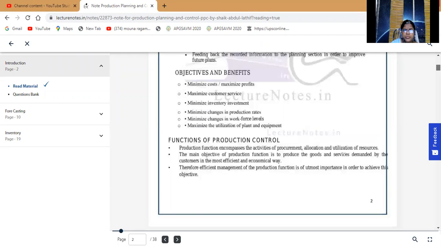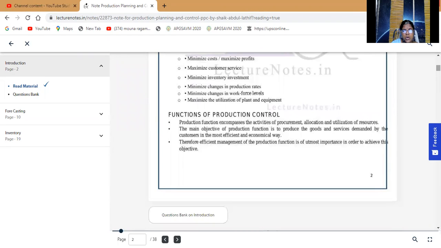Now we look at the function of production control. What is the function of production control? The production function encompasses the activities of procurement, allocation, and utilization of resources. So what are the activities of procurement? What is the allocation, and what is the utilization of resources?